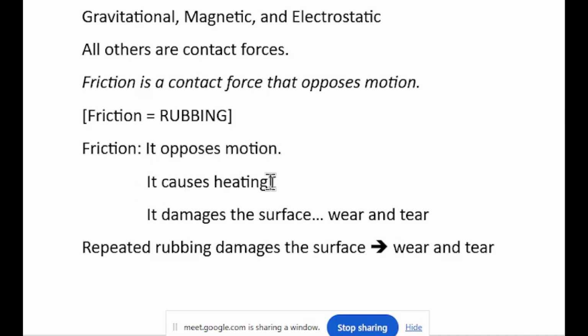Second, it causes heating. Whenever there is rubbing, the thing becomes hot. After you go on rubbing, the thing will become hot, and repeated rubbing damages the surface, that is called wear and tear.